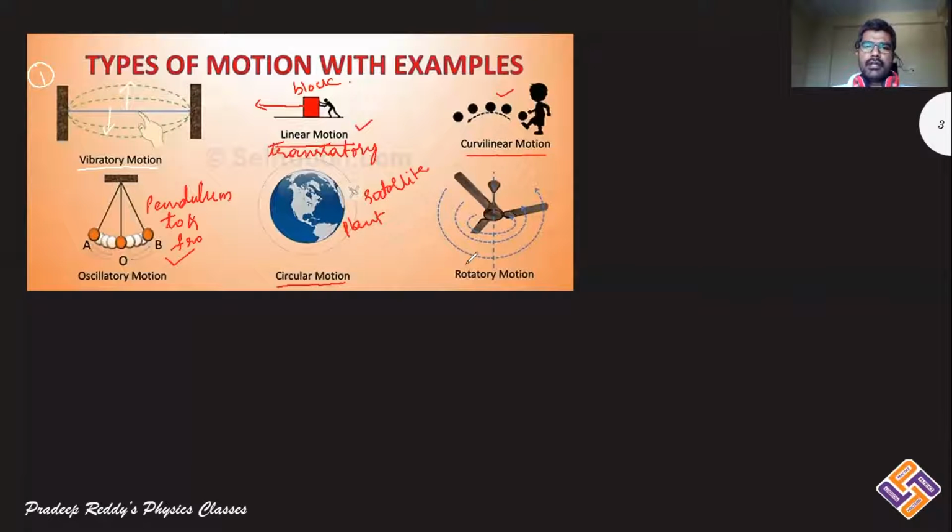And the next one is rotatory motion. A fan staying in its own position rotates in its own position. That kind of motion is rotational motion. These are the different types of motion which we have.